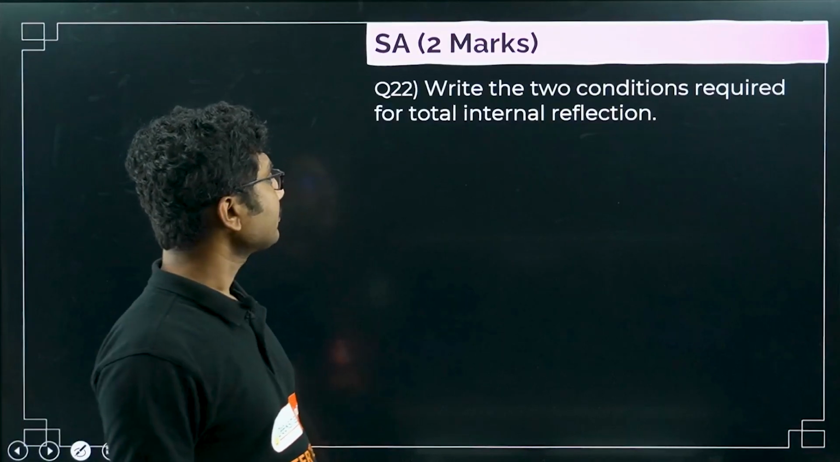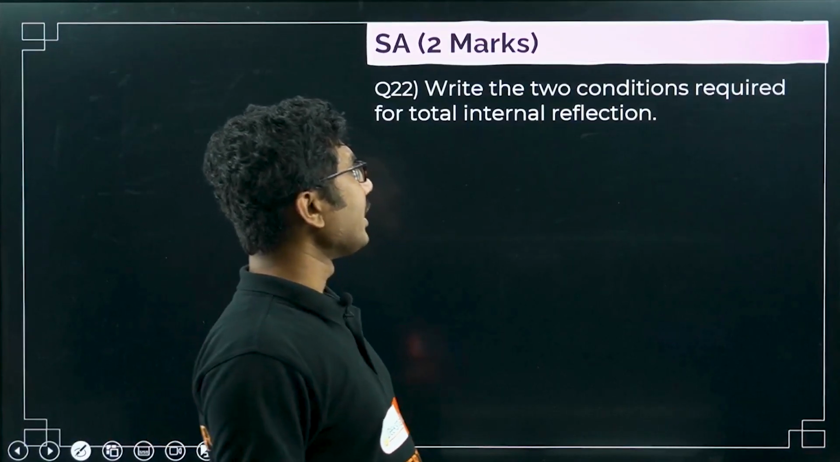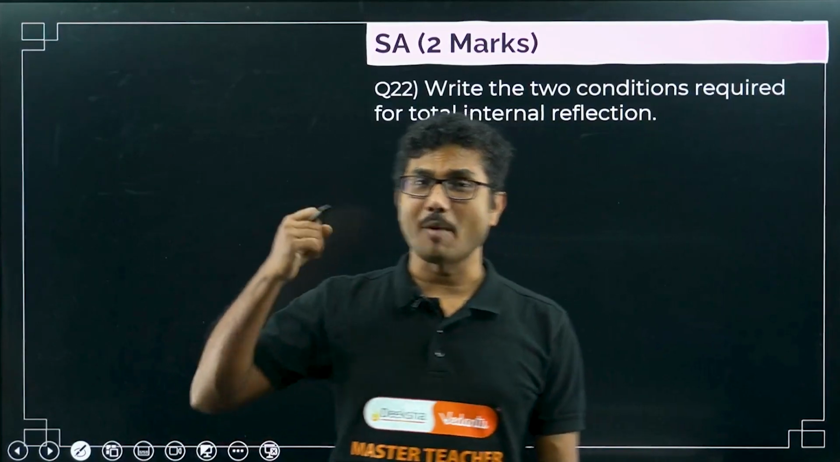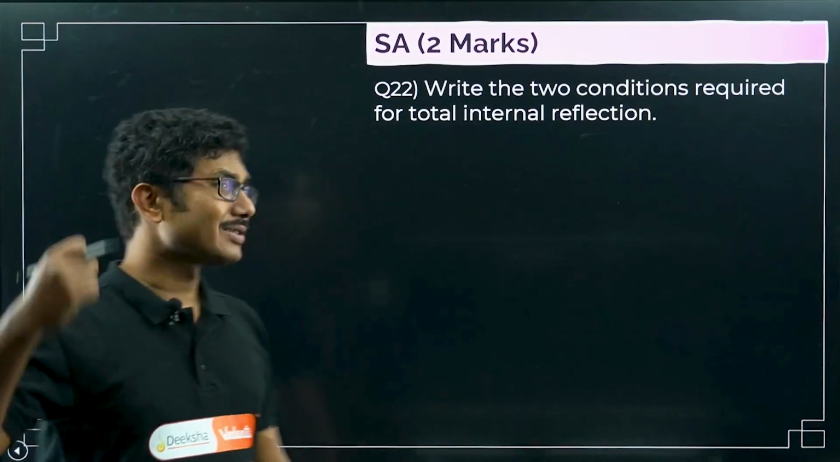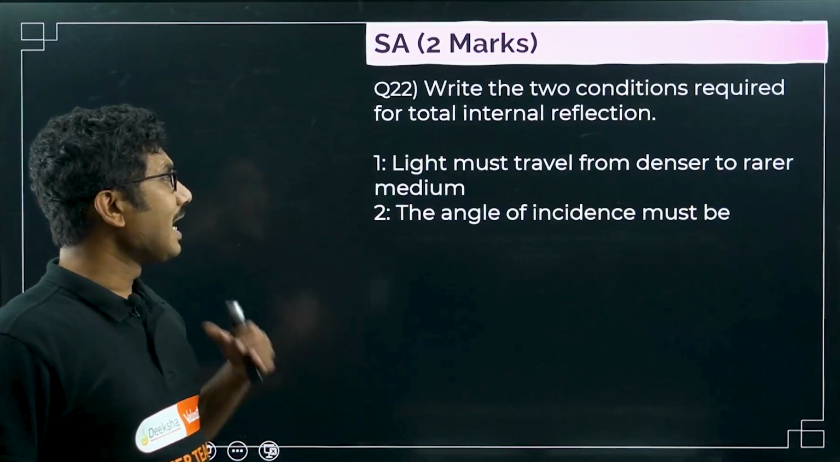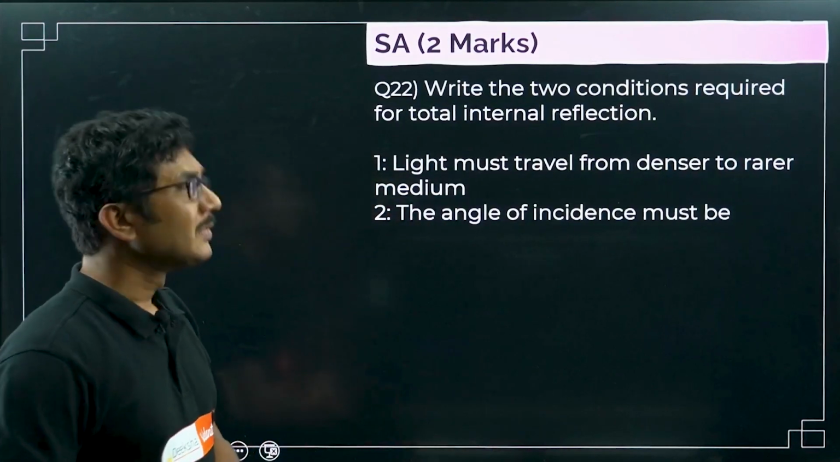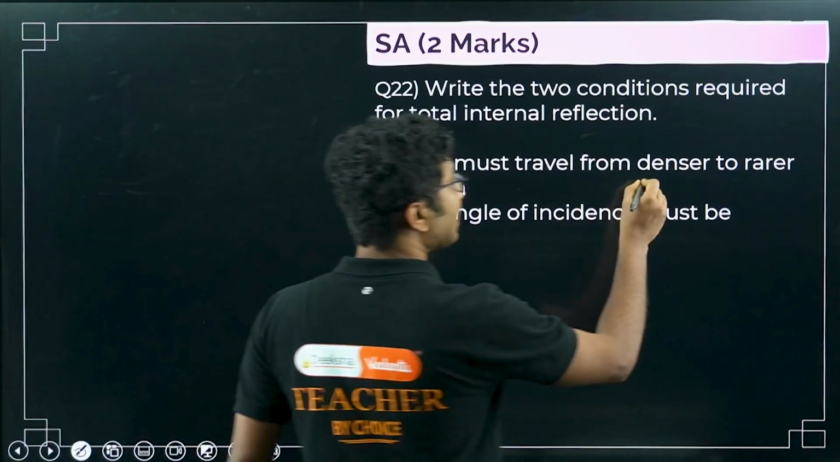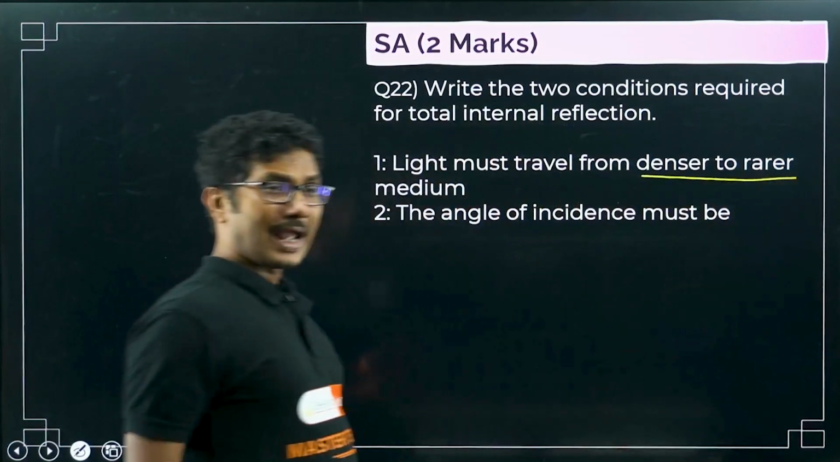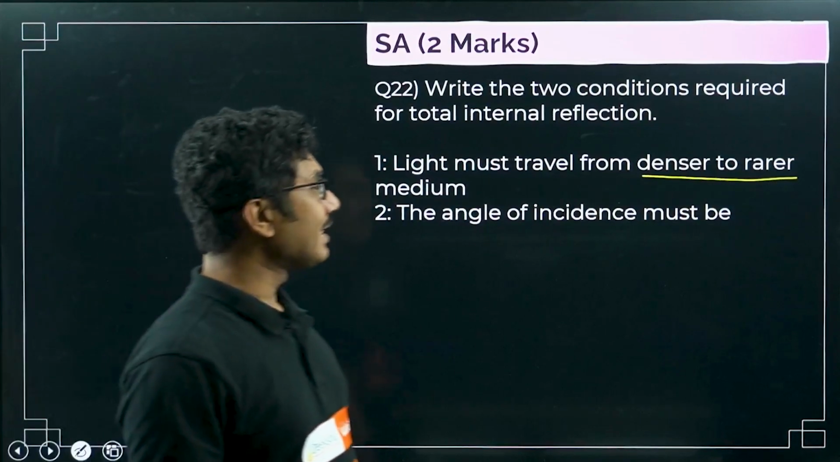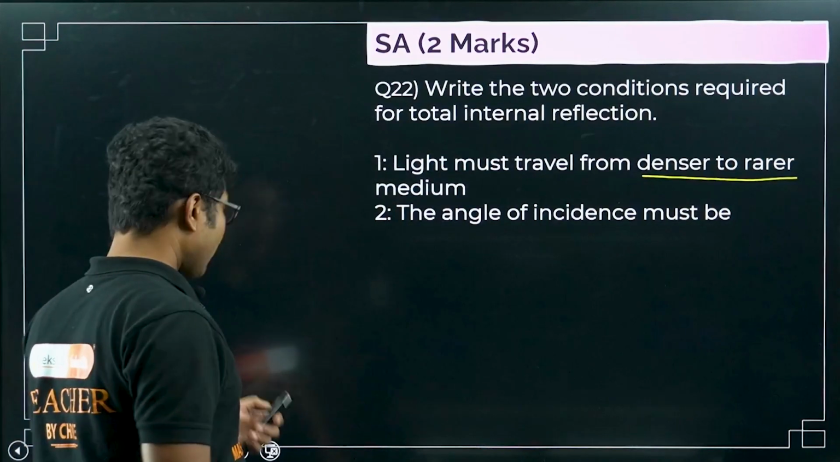Now write the two conditions required for total internal reflection. This is a very common, mostly asked question. So let's look into the answer. Light must travel from the denser to the rarer medium. Very important, denser to rarer medium, and the angle of incidence must be more than the critical angle.